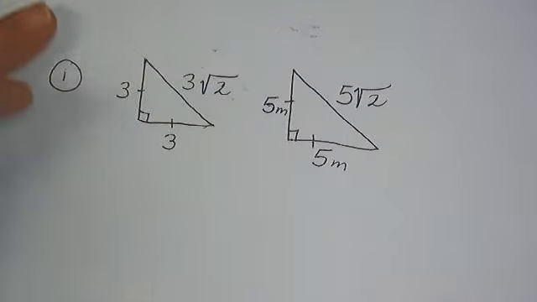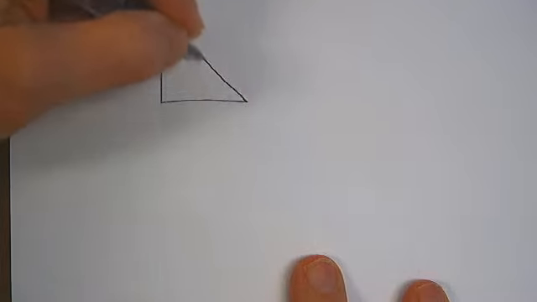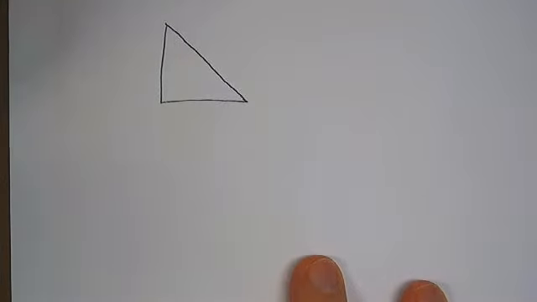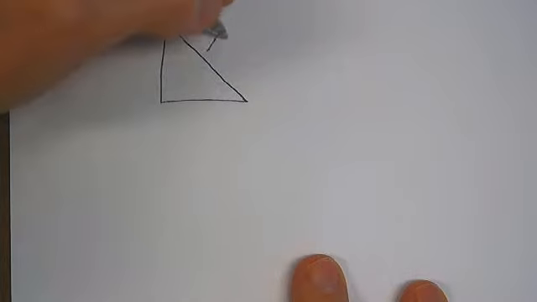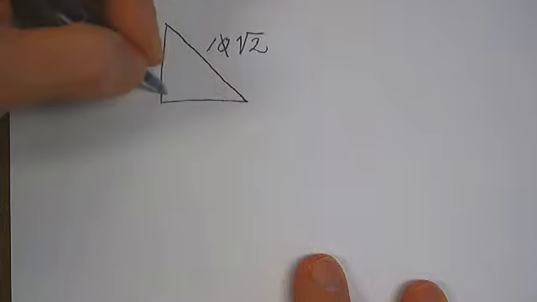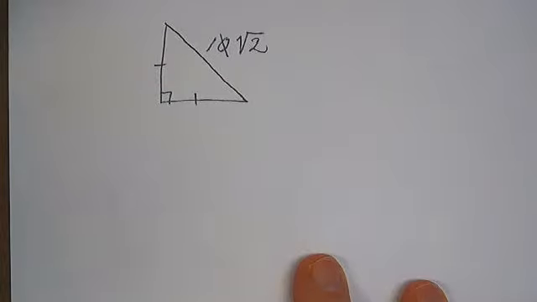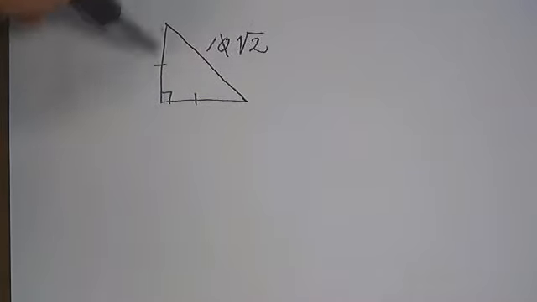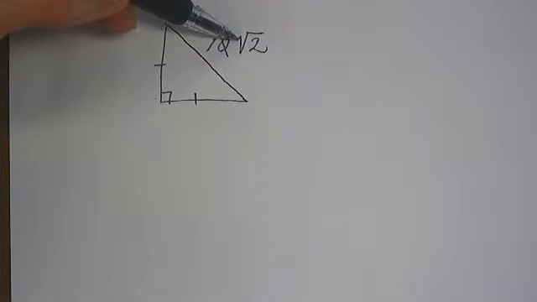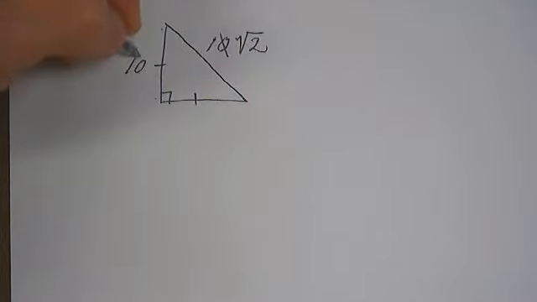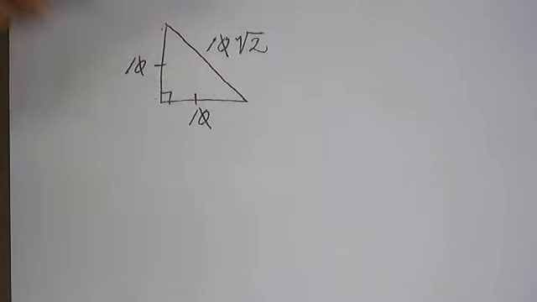Well, what if they give you a hypotenuse of 10 times the square root of 2? Isosceles right triangle, we know that the side length is equal to the hypotenuse divided by the square root of 2, or 10 in this example.